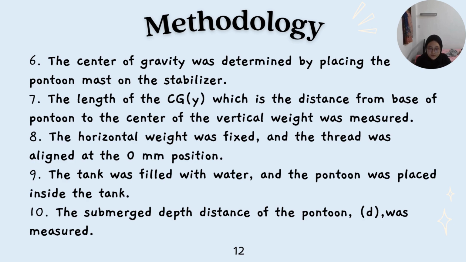The center of gravity was determined by placing the pontoon mass on the stabilizer. The length of the CG, which is the distance from the base of the pontoon to the center of vertical weight, was measured. The horizontal weight was fixed, and the thread was aligned at the 0 mm position. The tank was filled with water, and the pontoon was placed inside the tank. The submerged depth of the pontoon was measured.